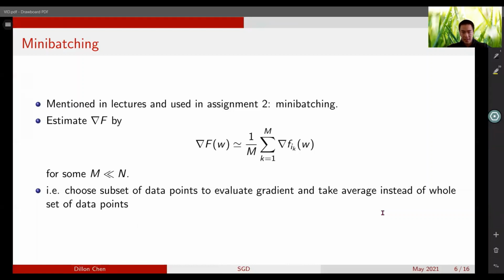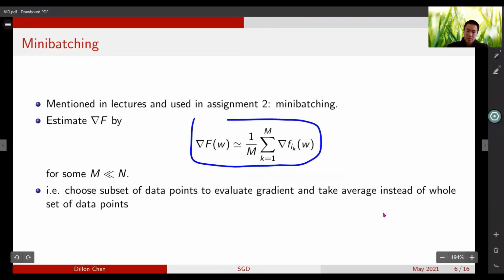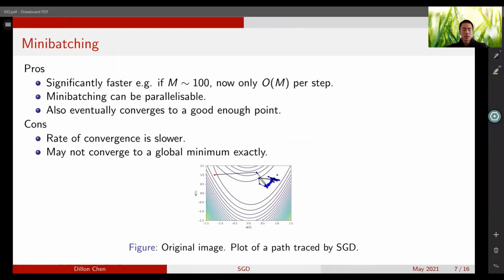Instead of calculating the exact gradients, we estimate it by choosing a small subset of data points and calculate the respective F_i's and then take the average. This equation here summarizes what I just said, where m is the size of the subset we take, which is usually much smaller than n. For example, we used 100 in assignment 2. The computational complexity now is O(m) for each step, which is much smaller.